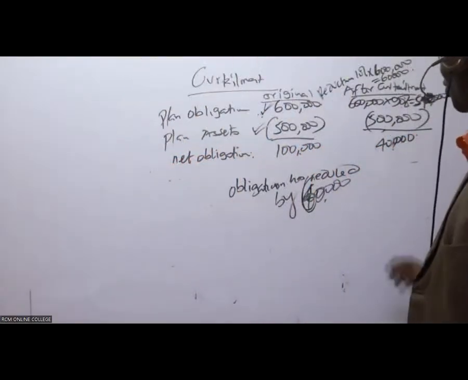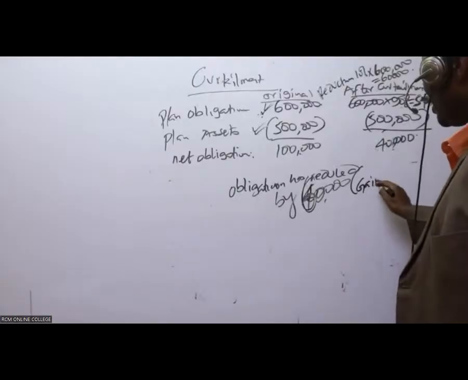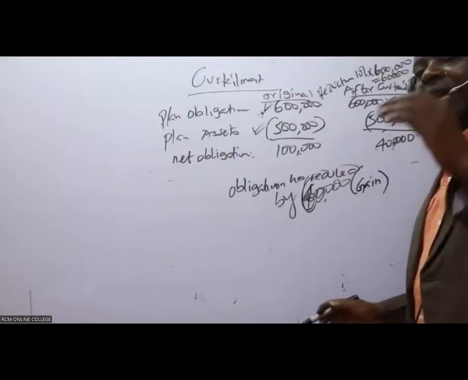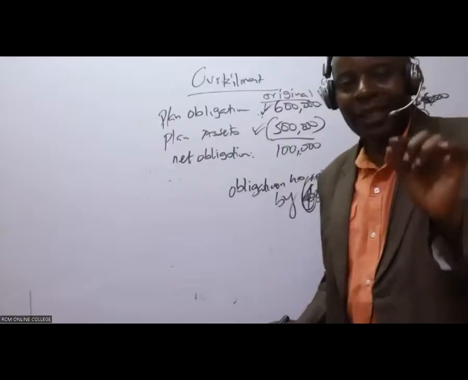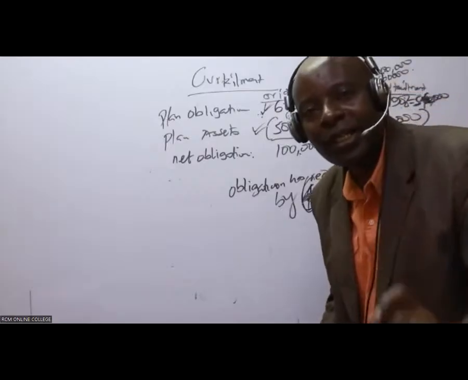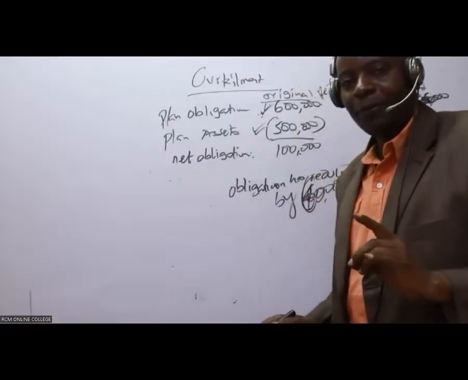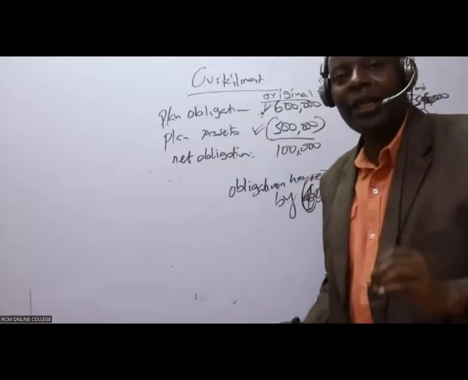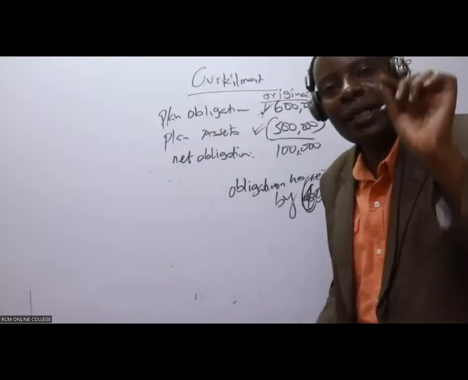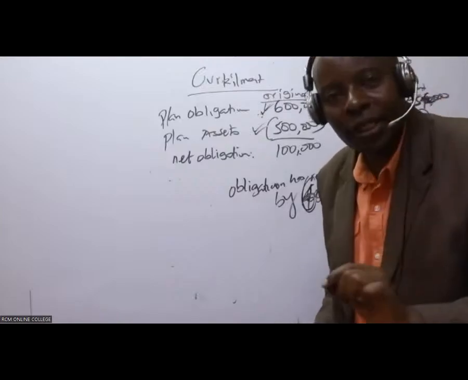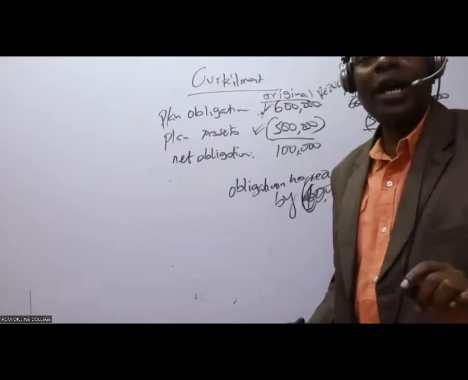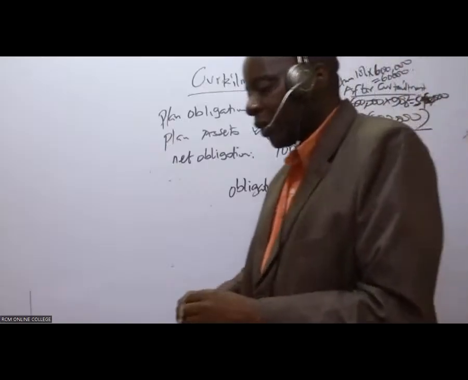Has reduced by 6. And remember, any curtailment gains or losses are normally adjusted in the service cost. I'm repeating again: any curtailment gain or losses here, they are adjusted where? In the service cost. So you go to the service cost.